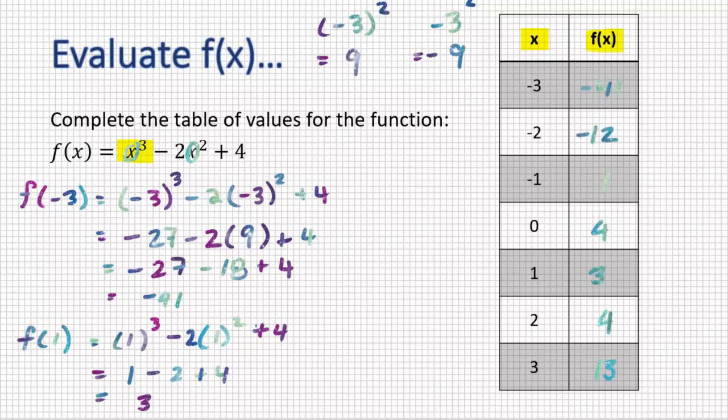One thing I notice right away is that the numbers oscillate oddly. We go from negative 41 up to negative 12, up to 1, up to 4, and then suddenly we're down to 3 again, but then back up to 4, and then very rapidly up to 13, even though we've only varied x by 1. And this is common for cubic functions. Let's have a quick look at what this function looks like.